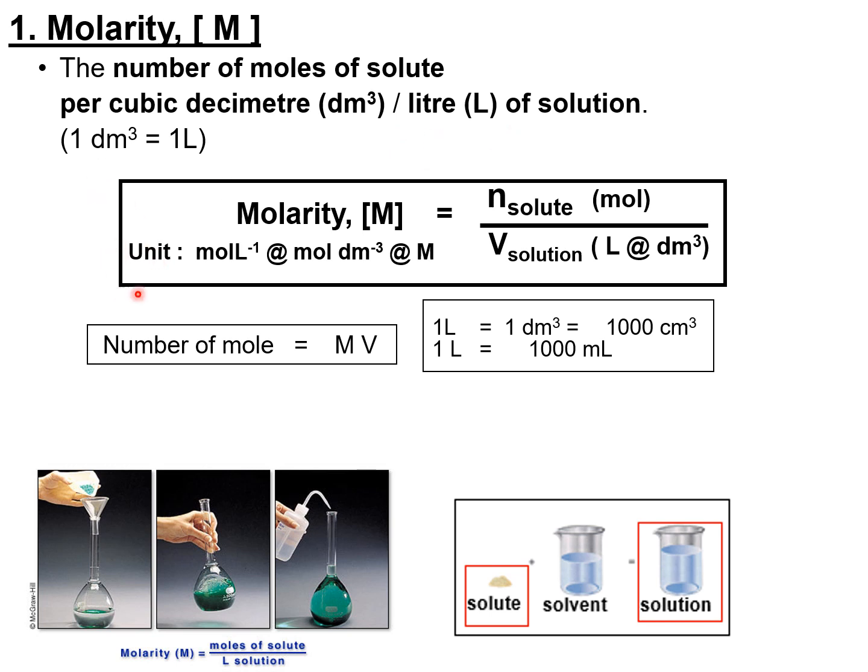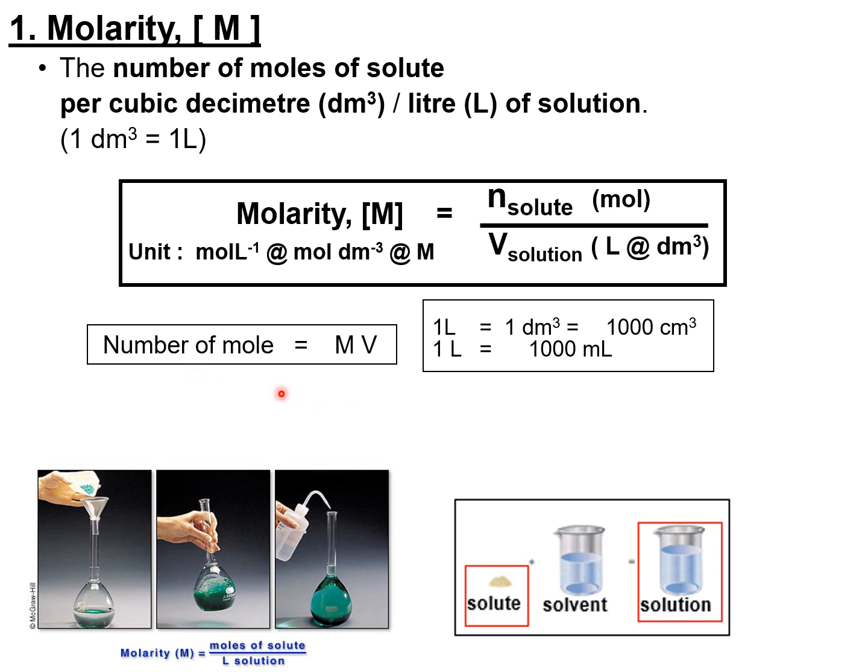Inilah dia formula untuk cari molarity, atau kalau kamu nak cari concentration sesebuah solution. Molarity ni adalah concentration sebuah solution, and it is equals to number of moles of solute bahagikan dengan volume of solution, tetapi kenalah in liter. 1 liter is equals to 1 decimeter cubic. 1 decimeter cubic is equals to 1000 centimeter cubic. And 1 liter is equals to 1000 milliliter.